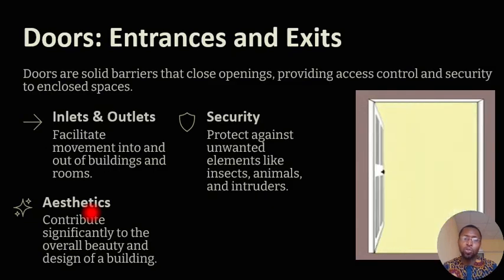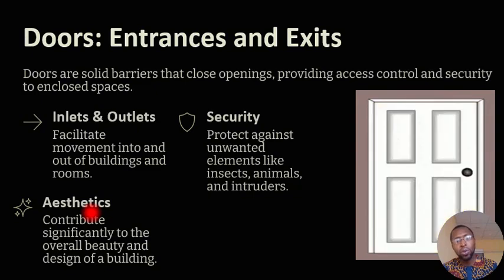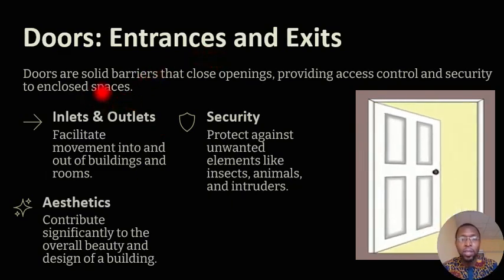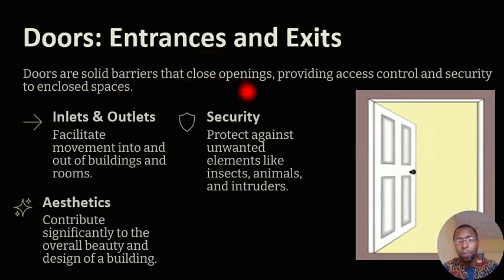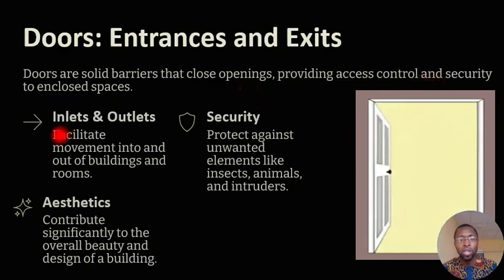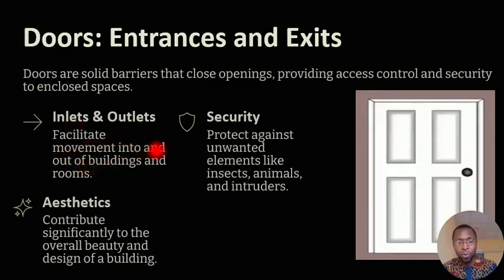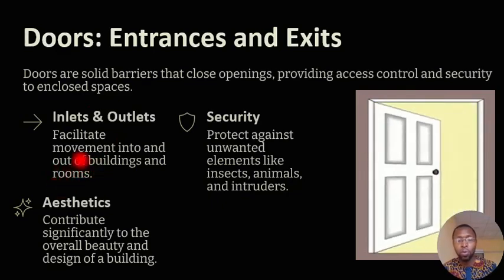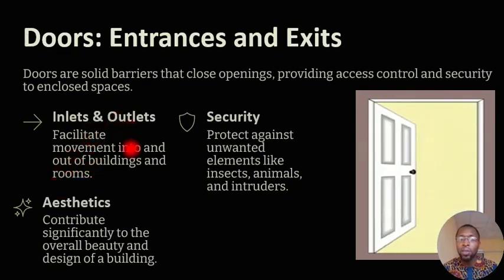Then we go straight to doors, the building doors. Of course, the major work of the door is to provide entrance and exit. So doors are solid barriers that close openings, providing access control and security to enclosed space. So the three functions of the door: number one, it allows inlet and outlet, that it facilitates movement into and out of the building and room. For you to have access to the building, you must go through the door. For you to come out of the building, you must go through the door. So it gives access to inlet and outlet.